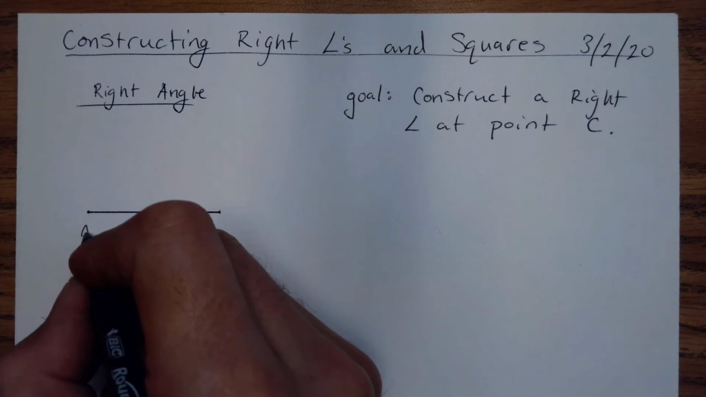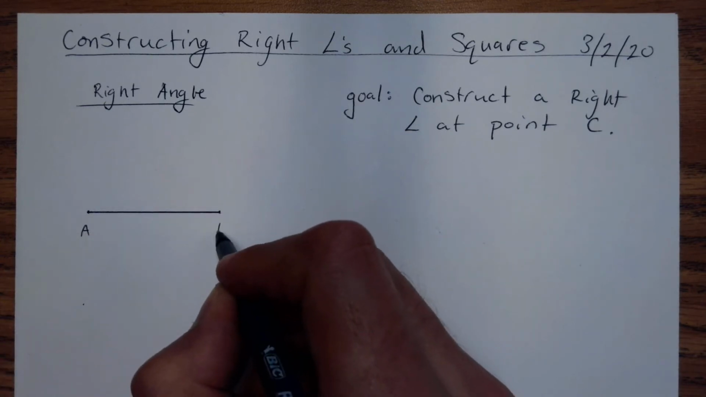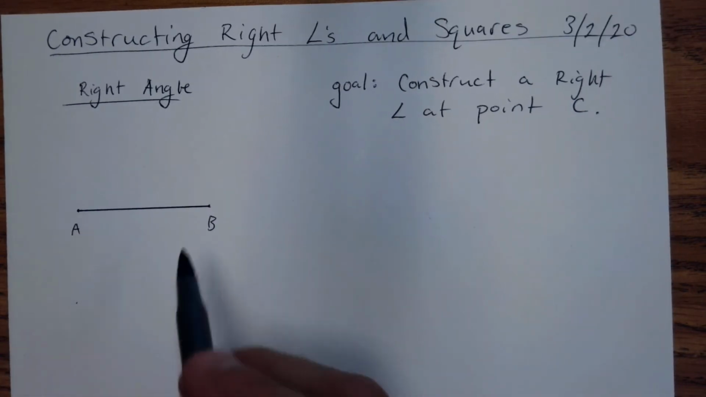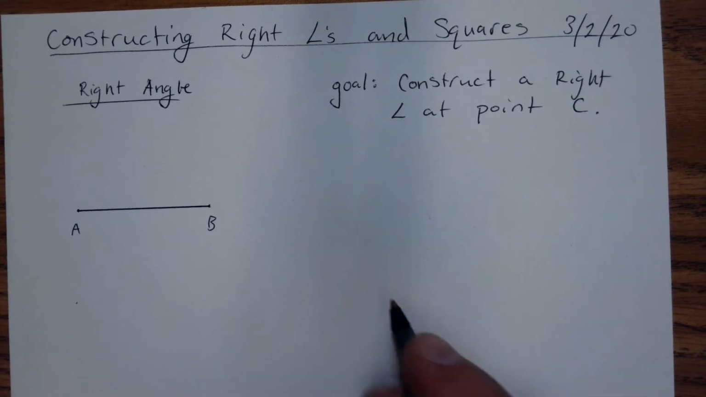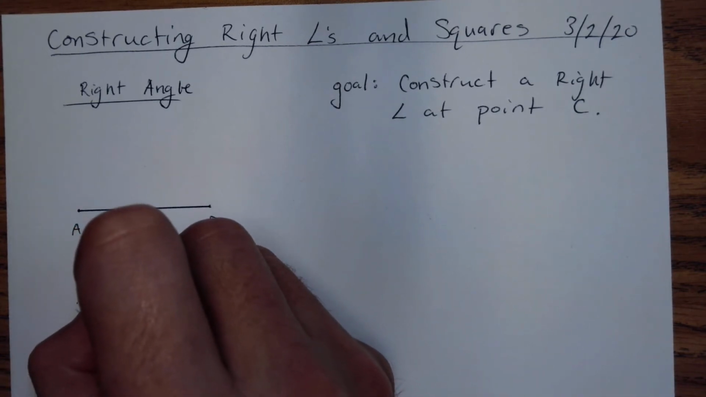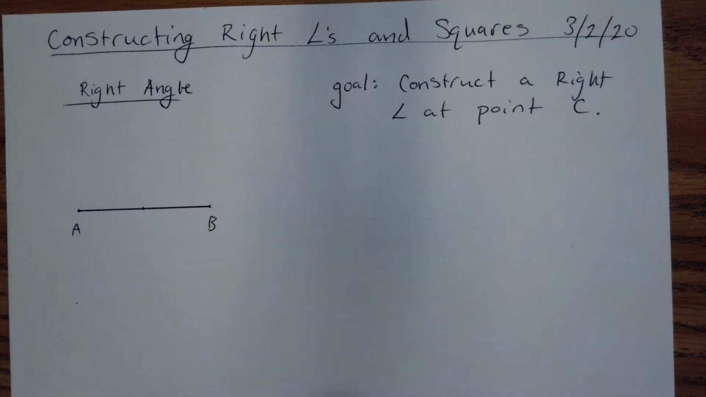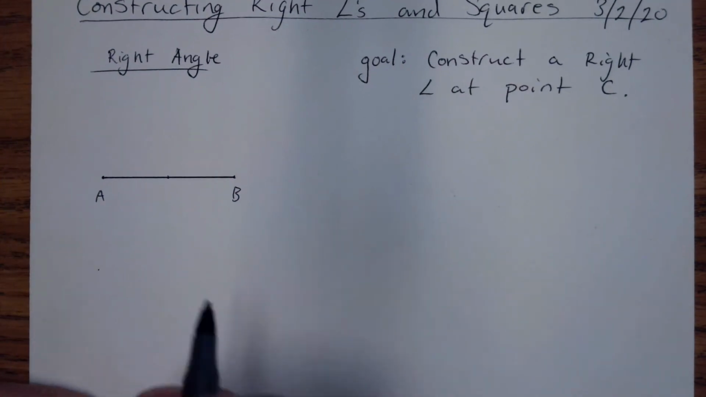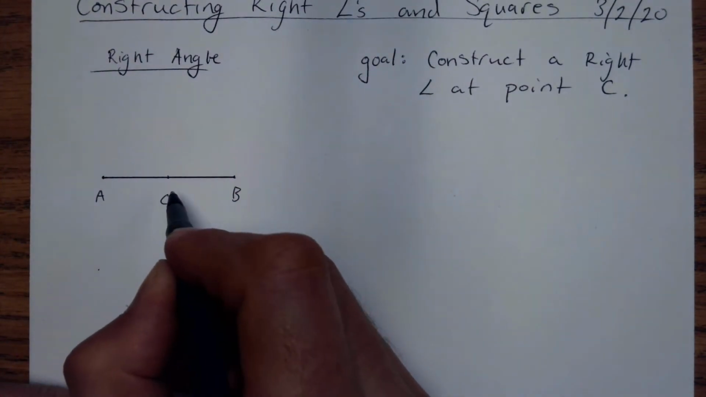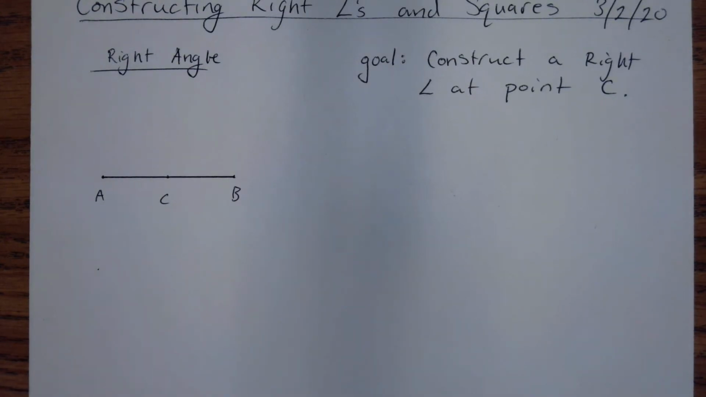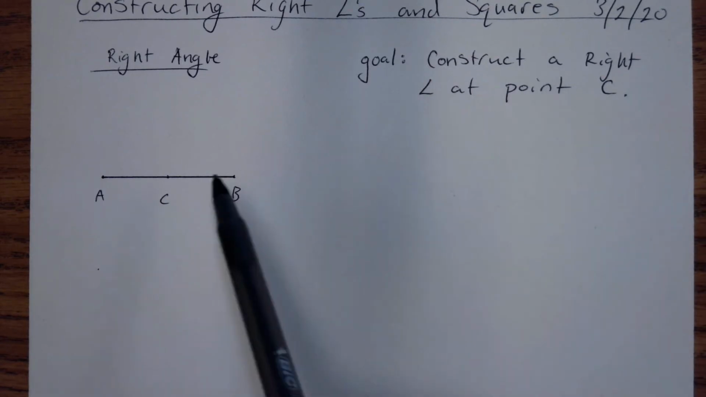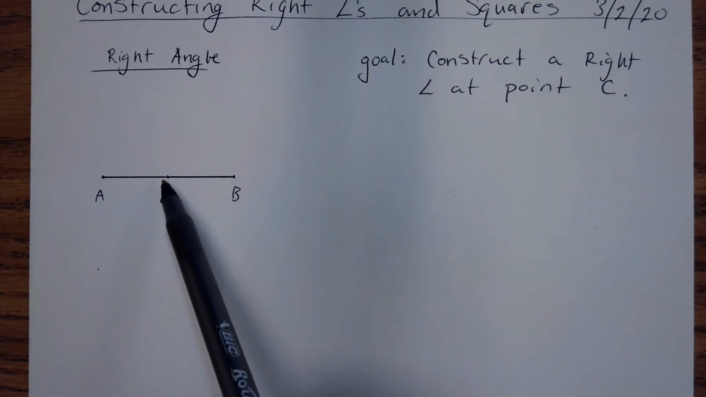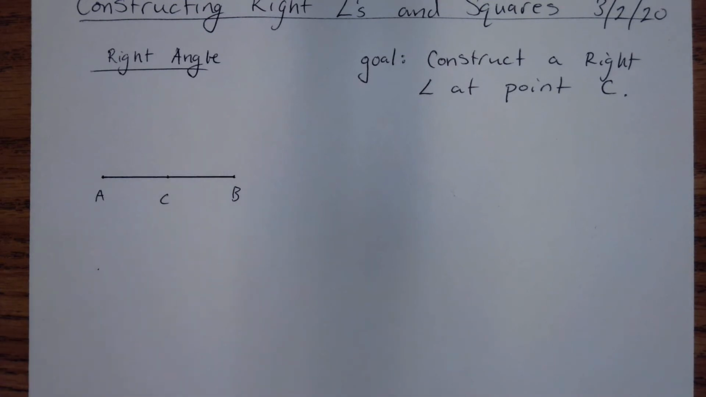Label that A and B, and somewhere in between put point C. I'm going to put it, again, a very small point, barely that you can tell there's a point there. Label that point C. Doesn't have to be in the middle exactly, but it'll be best if you attempt to put it in the middle. So our goal is to construct a right angle at point C, and this is how we're going to do it.